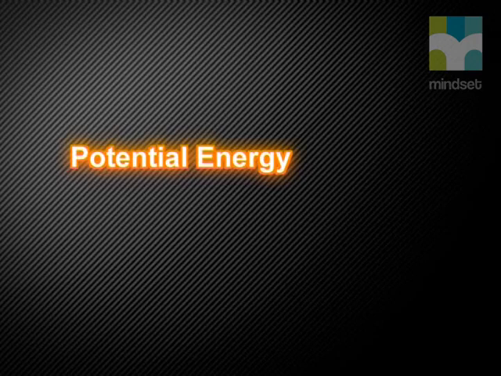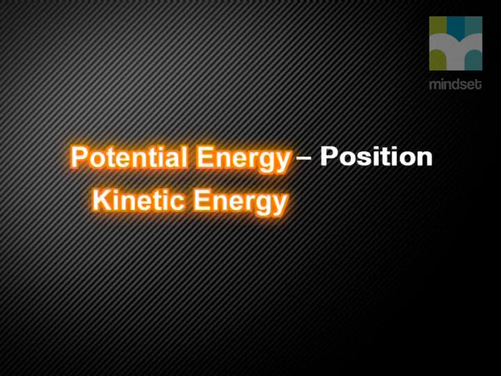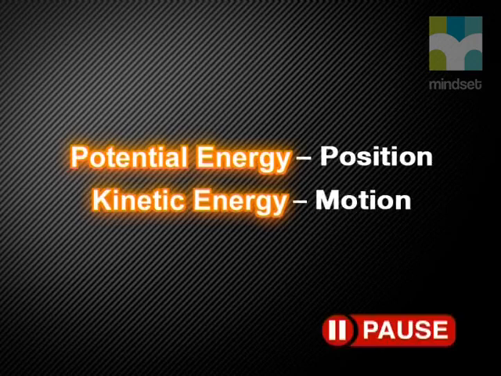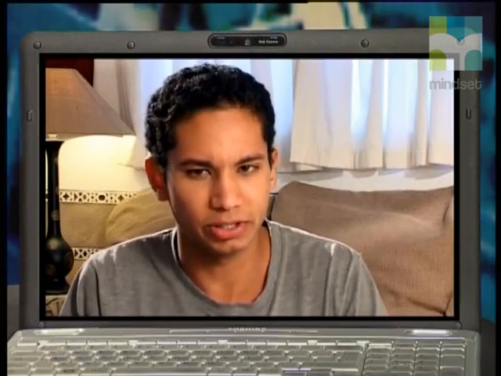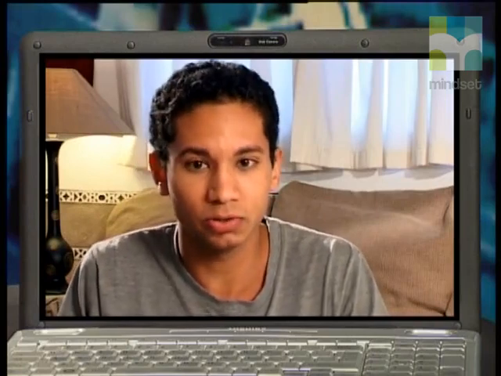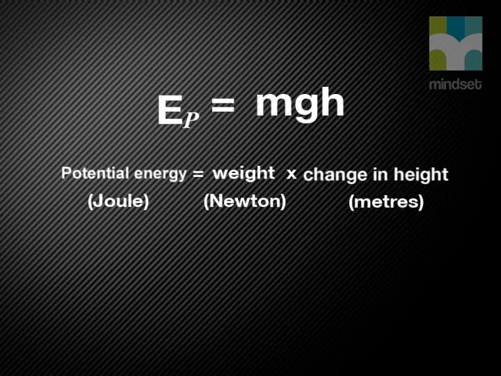We know that a quick way to remember potential energy is to think of position. And to remember kinetic energy, we think of motion. Can you still remember the equation we use to calculate potential energy? Isn't it potential energy equals mass multiplied by gravitational acceleration multiplied by height? The unit is the joule. That's right, Chad. The equation is potential energy equals mass times gravitational acceleration times height. The unit we use for potential energy is joule.